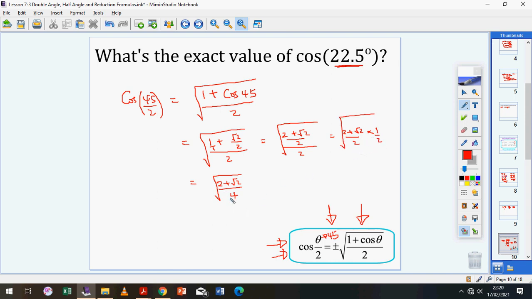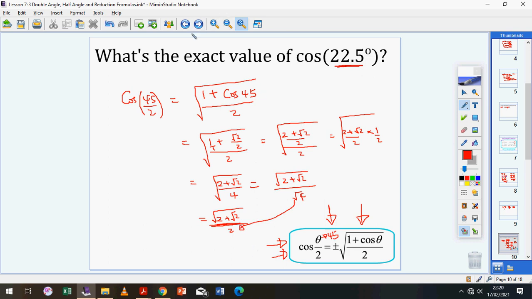And this can simplify to square root of 2 plus root 2, divided by 2. And again, the step that I skipped is square root of the top divided by square root of the bottom. And since square root of the bottom is 2, that's why I have that 2.